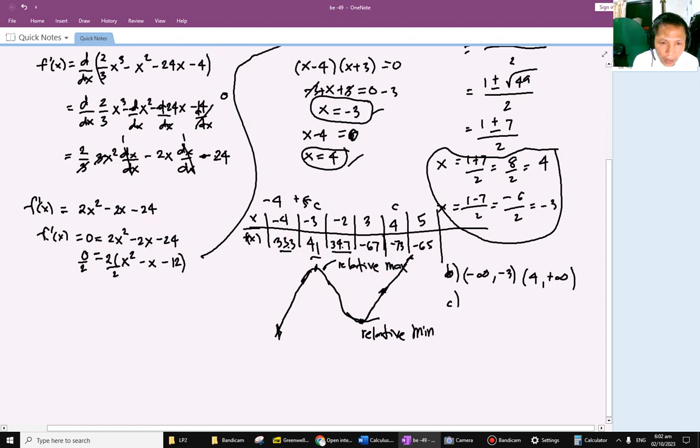While for letter C, decreasing, the decreasing part is only from negative 3 to positive 4. Negative 3 to positive 4. So this is the decreasing part of your graph.